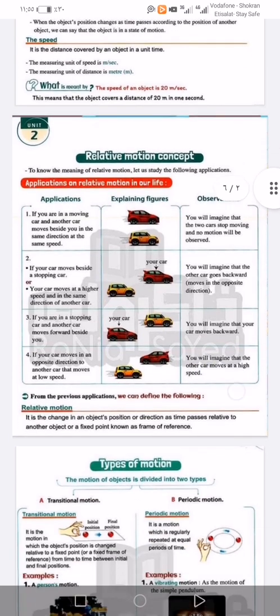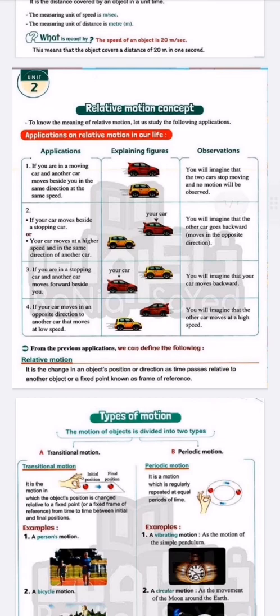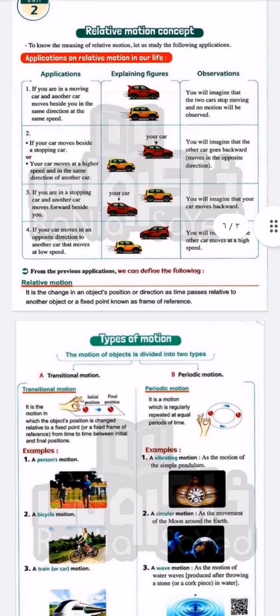Okay? Concept number 3, types of motion. We have 2 types of motion. The motion of objects is divided into 2 types. Number 1, transitional motion. Number 2, periodic motion.